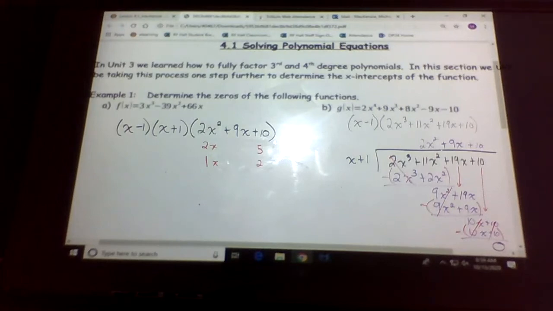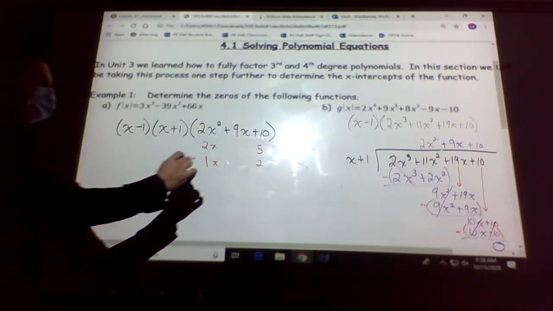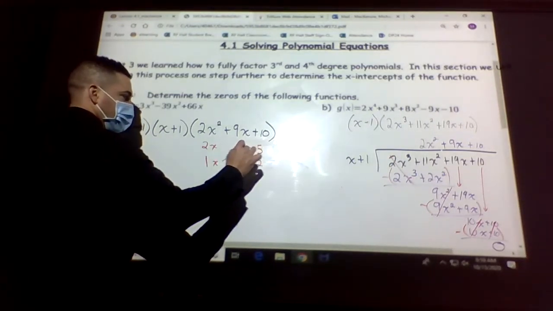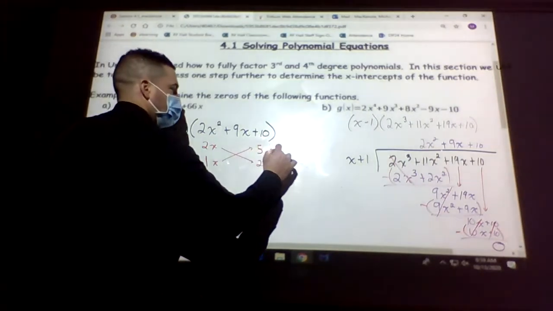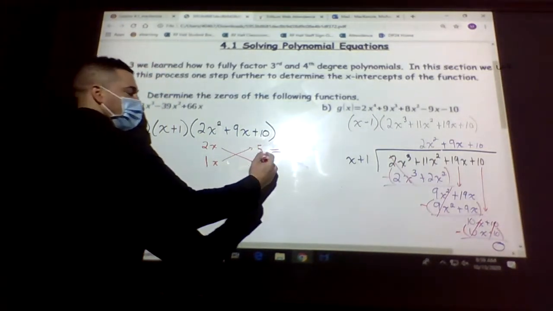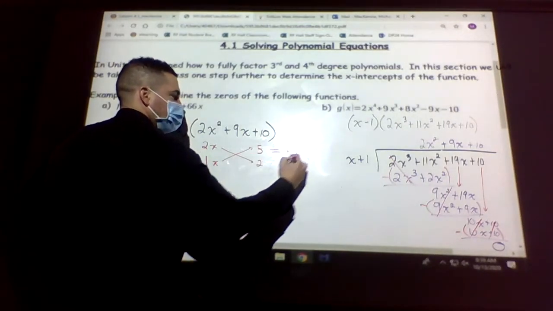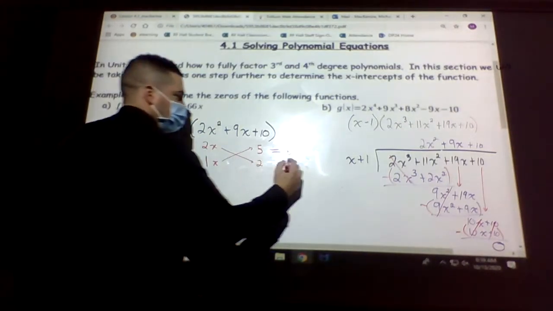Now we do something, when I was in grade 10, my teacher called it cross voodoo. I don't know why, but I'll never forget it. He called it cross voodoo. And all you're doing is cross multiplying. So you're gonna cross multiply here and cross multiply here. Okay, don't copy anything else. 1x times 5 is 5x. 2x times 2 is 4x.